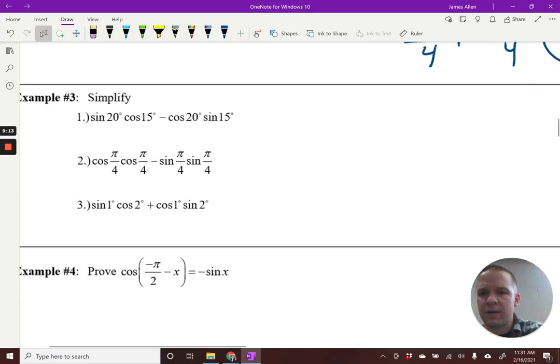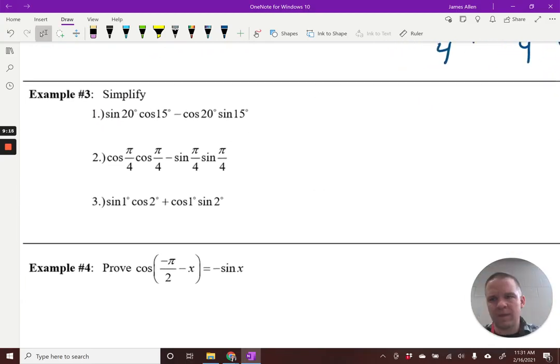Something a little bit different now. Simplify. So here we're going almost like backwards. Okay, so which formula goes sine cosine minus cosine sine? That would be my sine difference, my sine subtraction where I have two angles. Okay, so this is my alpha. This is my beta, right?